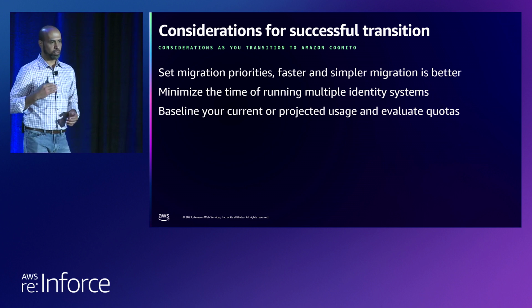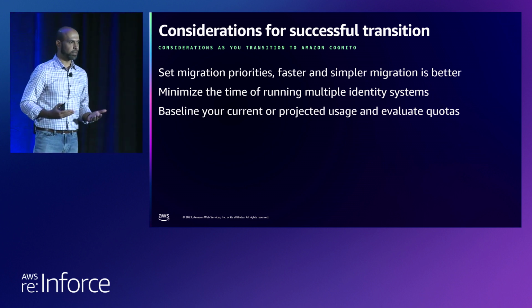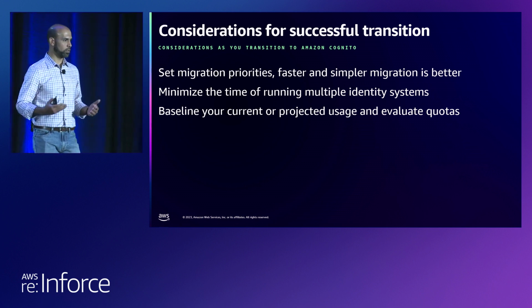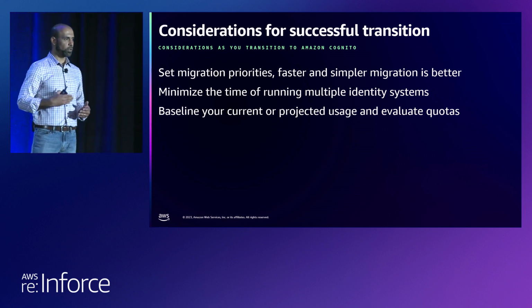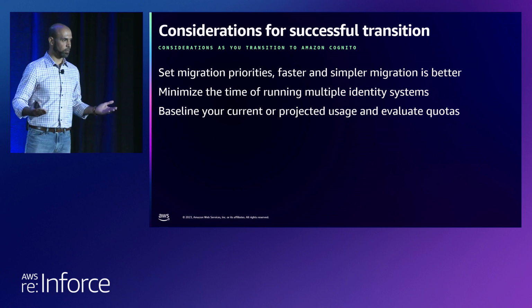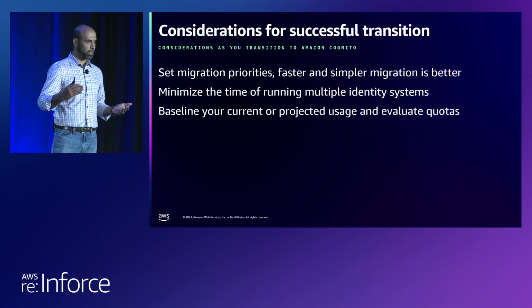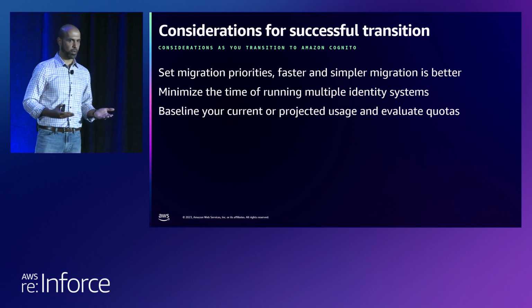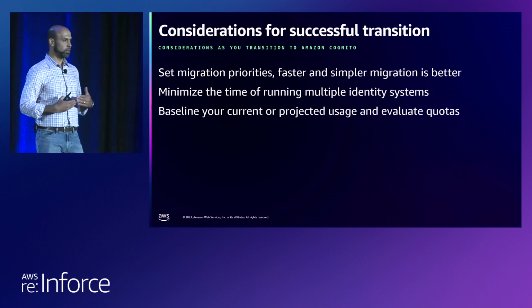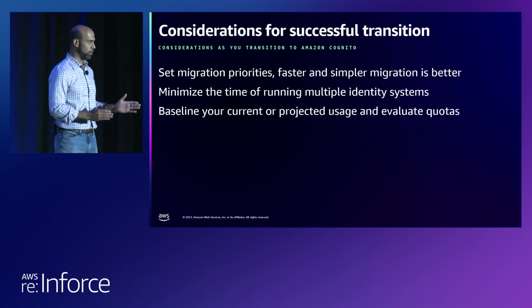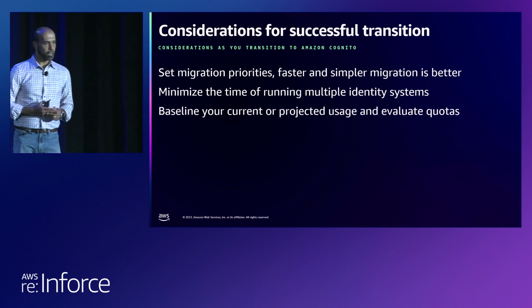Baseline your current utilization and understand your requirements in terms of scale. So it is important to understand what your current organic utilization is, what your current peak transactions per second is, when your system spikes, and what your requirements are when this spikes, because this will help you, again, design your environment, design your Cognito migration, design your user pool, and everything in different ways.